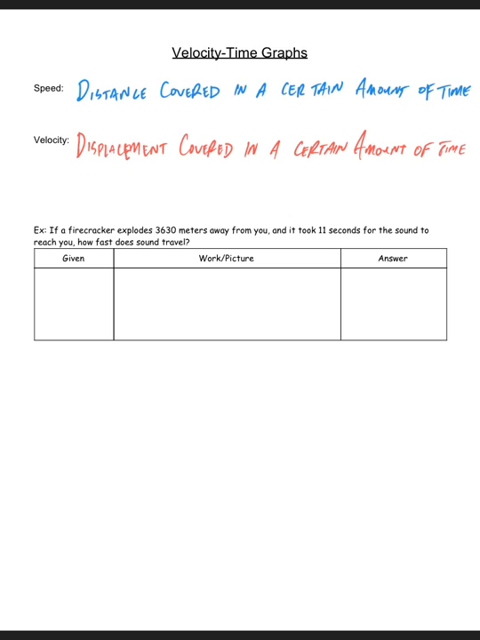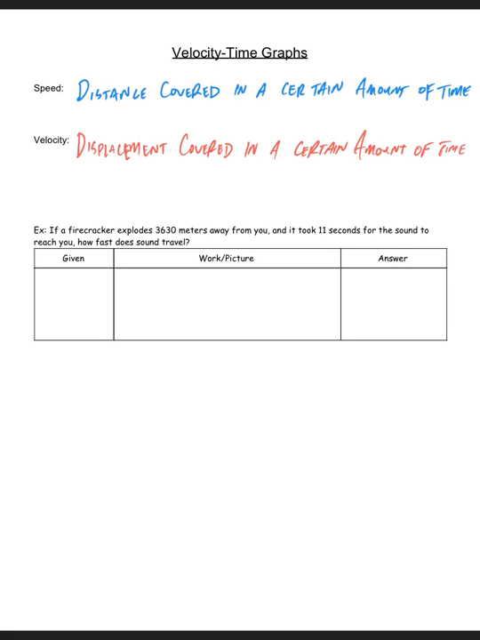Today we're going to be talking about velocity time graphs, which is a little bit different than our position time graphs that we worked on earlier this week. So before we get into what a velocity time graph looks like and its differences from a position time graph, first we need to understand the difference between speed and velocity.